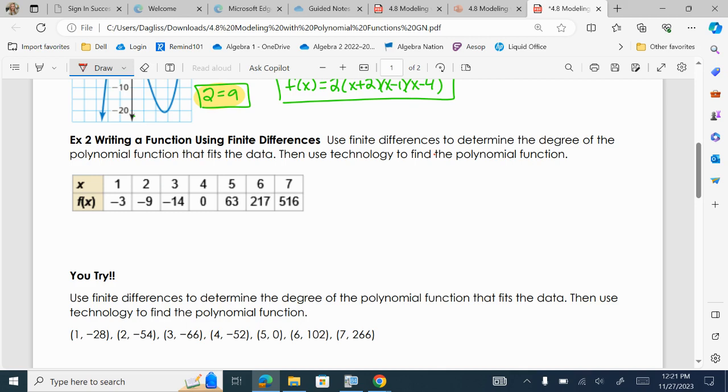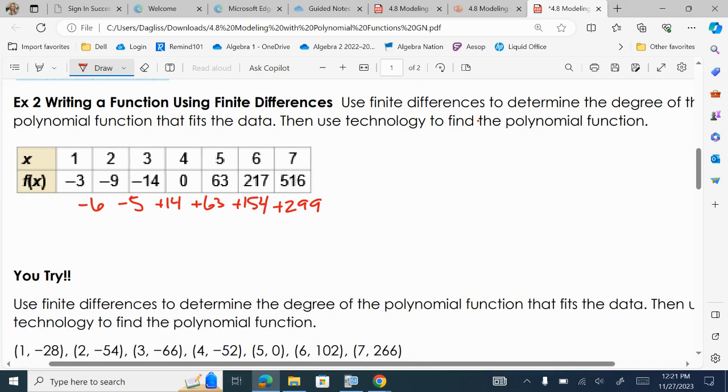How does negative 3 become negative 9? Down 6. All right, negative 9 to negative 14. Down 5. Negative 14 to 0. Up 14. 0 to 63. Up 63. 63 to 217. Up 154. 217 to 516. 299. I'm sure it probably fits better on your paper.